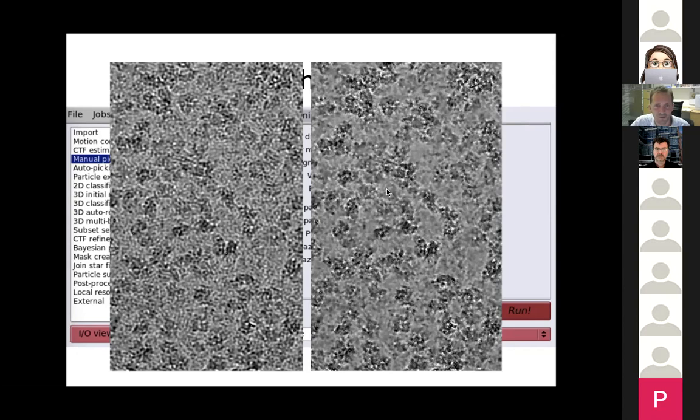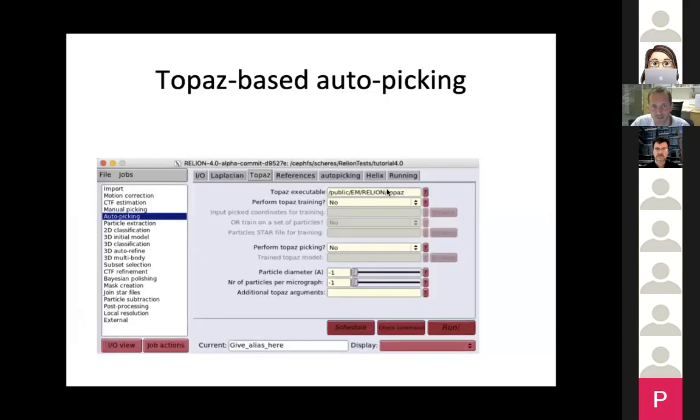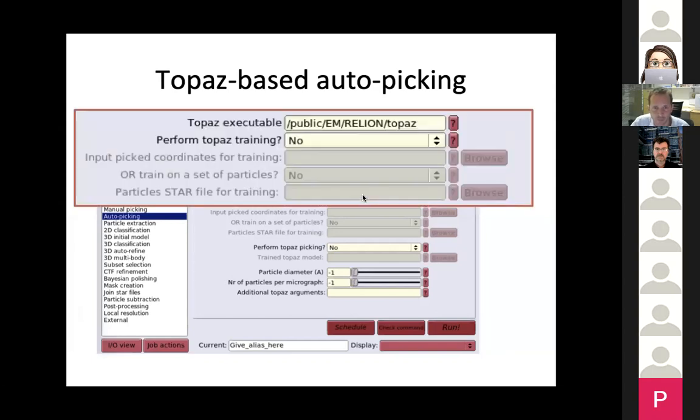in your data set. And then Topaz-based auto-picking, there's now a tab which is called Topaz, which complements the Laplacian of Gaussian tab and the reference-based auto-picking tab. So Topaz, you can perform training. So if you set this to yes, you can either manually pick coordinates from, for example, the manual pick job that I just showed you, or if you have a set of particles that you've selected, perhaps after 2D classification of log pick particles, you can also train Topaz with this set of particles from the start file.